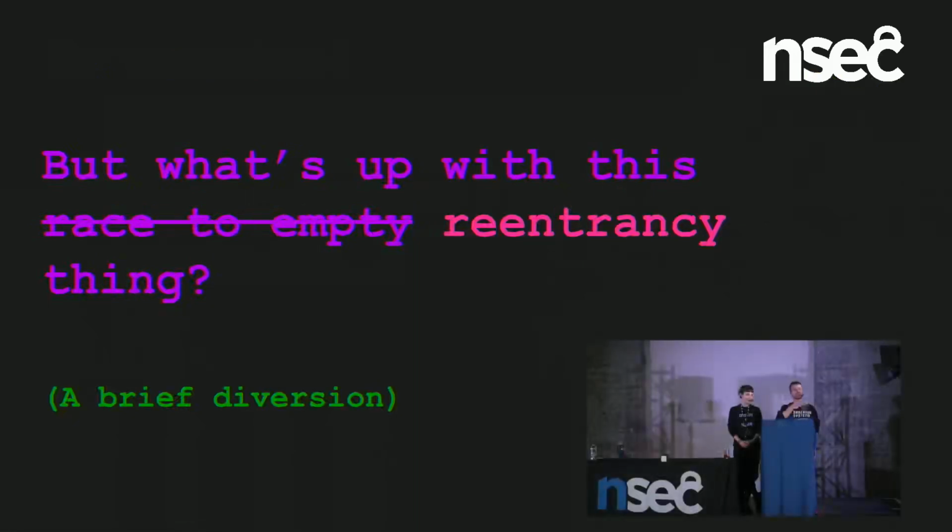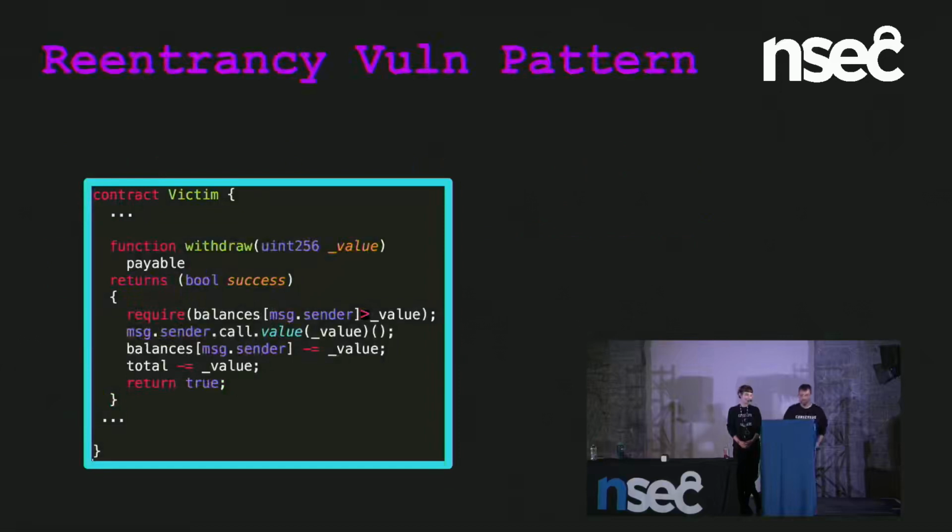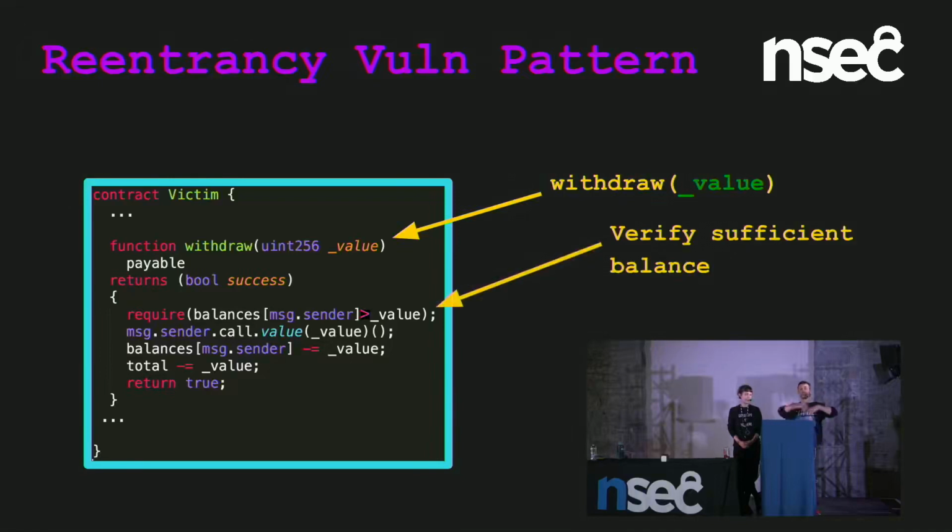Now, before I continue the saga, I'll digress a little bit to describe the reentrancy vulnerability pattern itself. Here we have a victim contract. I'll go through this quickly. It's got a withdraw function. Presumably you have a balance in here already. You say, I want to withdraw this much of what I have in this contract. The contract says, okay, I require that you have sufficient balance. Message.sender is the requester in this case.